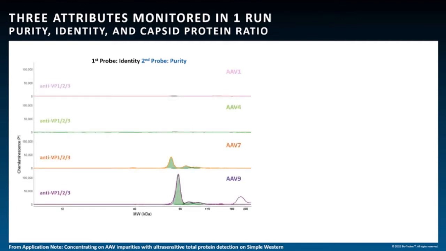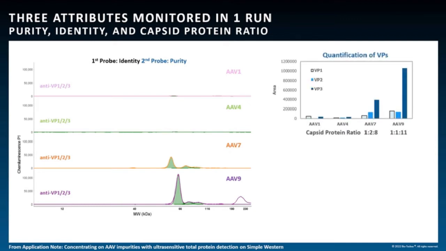So shown here are 4 AAVs, AAV1, 4, 7, and 9. In the first probe with an anti-VP123 antibody. From these data, we can see that AAV1 and AAV4 aren't recognized by the antibody we're using, but AAV7 and AAV9 are. Additionally, AAV9 and AAV7 appear to have different sized VP3 proteins. From these data, we can estimate the capsid content, or viral protein ratio, which is 8 to 2 to 1 and 11 to 1 to 1 for AAV7 and AAV9 respectively.